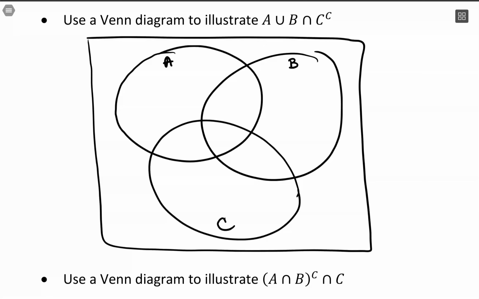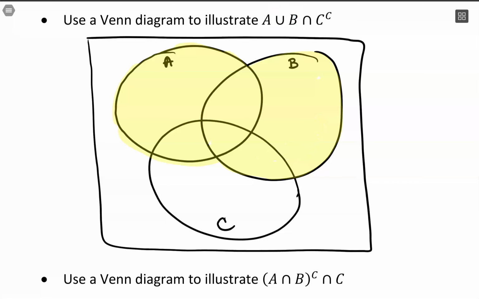So first thing I'm going to do is I'm just going to think about A union B. So having A or B. So I'm just going to go ahead and shade what that would look like, which is when we have a large area. So I'm going to have everything in A and everything in B. So we have A or B or both. And then what I want to do is see where does that intersect with not C.